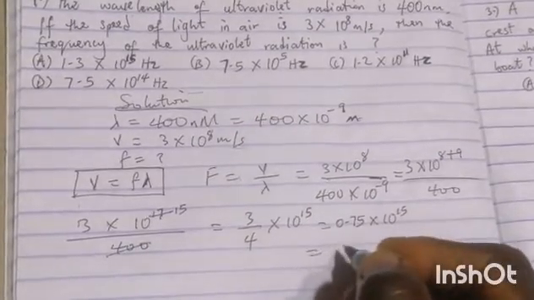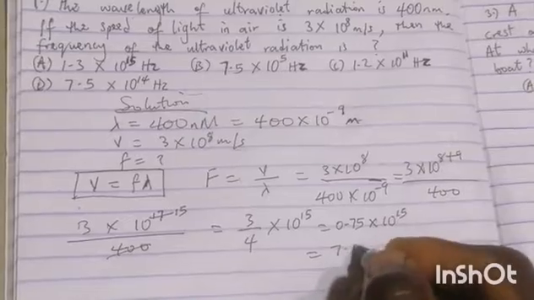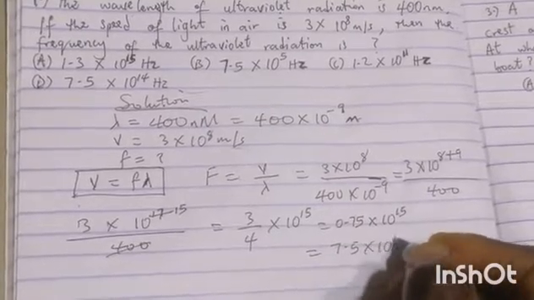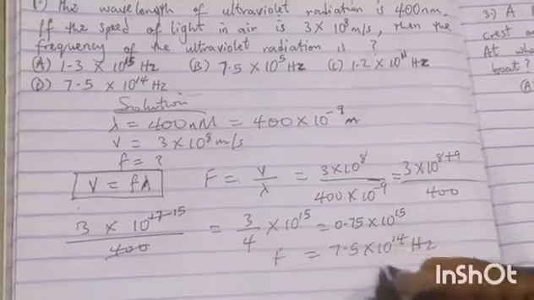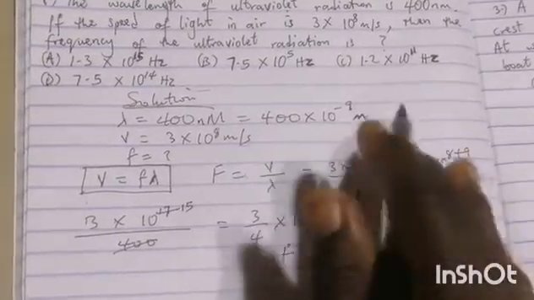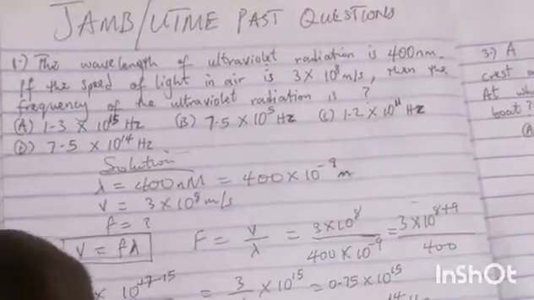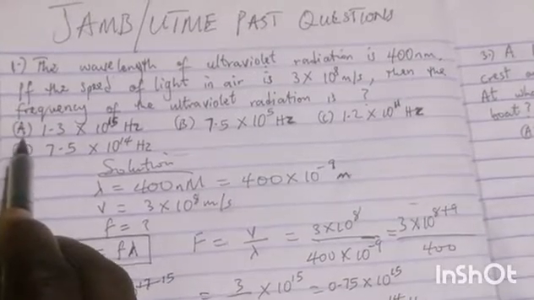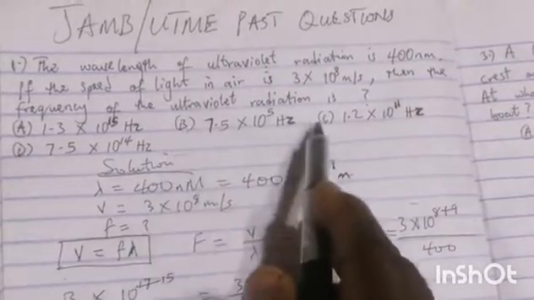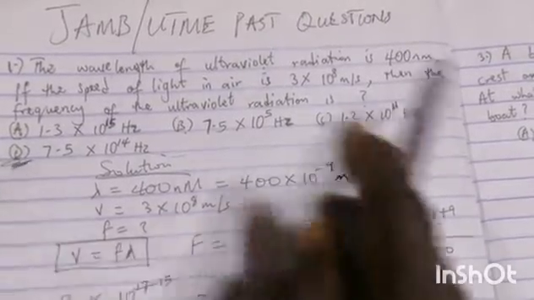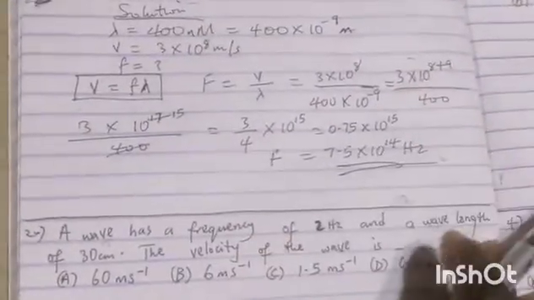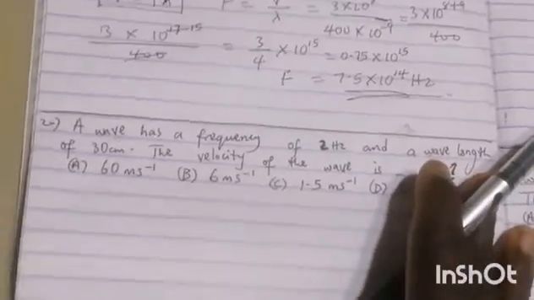And looking at my options, this will give me 7.5 times 10 raised power 14 hertz, because that is what? Frequency. So this will be my answer. So we can check the option now. It's not option A, it's not option B, it's not option C. The correct option is what? D. So D will be our answer. That's the solution to question number one.